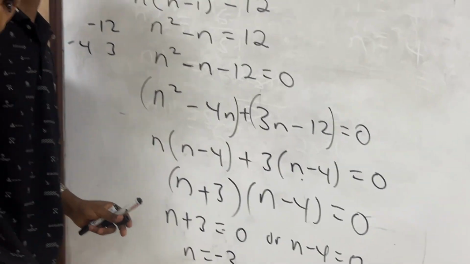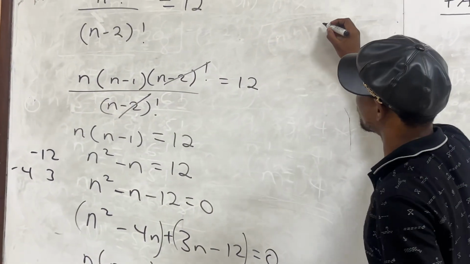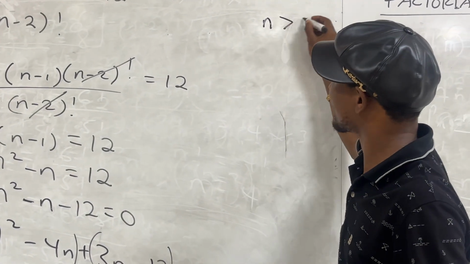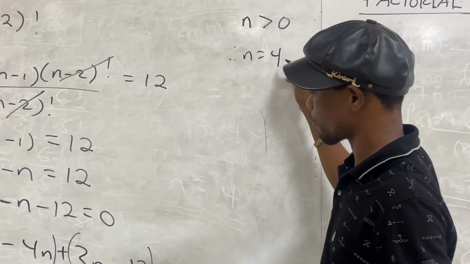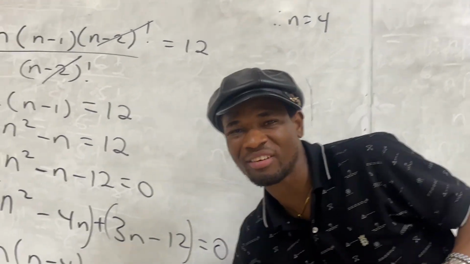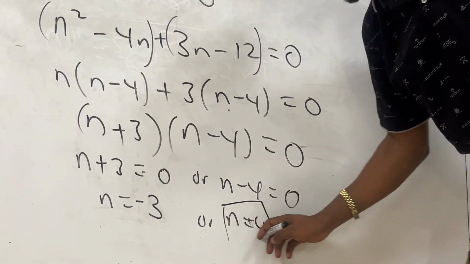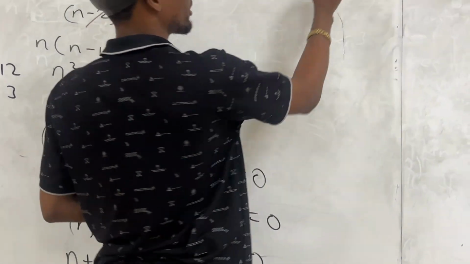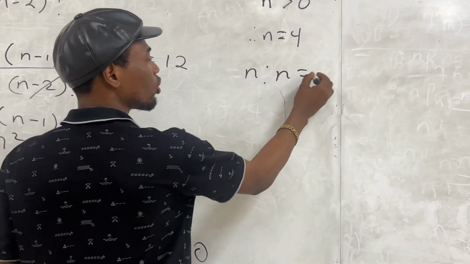Good. Viewers, remember we said n is a positive integer. So since n is supposed to be a positive integer, it means n should be greater than 0. So therefore we can say n is equal to 4. N shouldn't be equal to a negative number; n is a positive number. So therefore the solution set of the equation is n such that n is equal to 4.